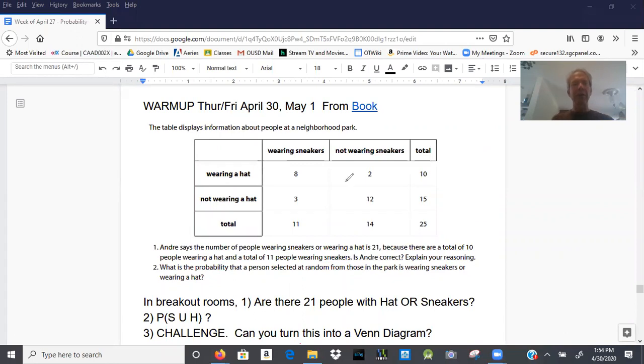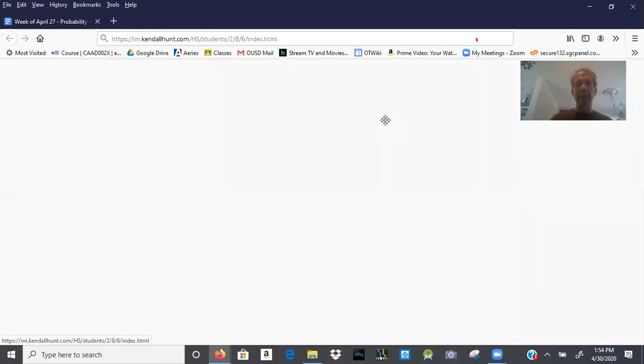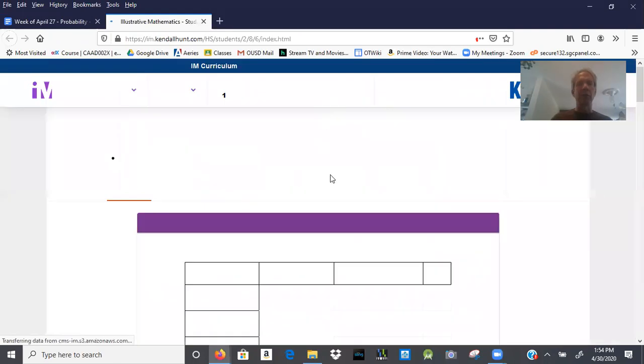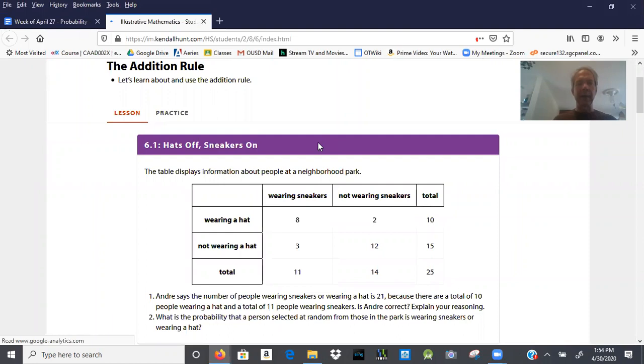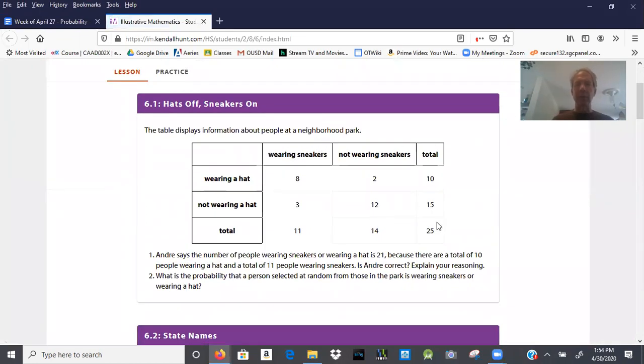So this is actually from our book. In fact, I'm gonna open up the book, so you had an opportunity to potentially look at this yourself. There's this warm-up problem where we've got a table of people in the park. There were 25 people that we looked at, and we polled whether they were wearing sneakers or not wearing sneakers, wearing a hat or not wearing a hat.